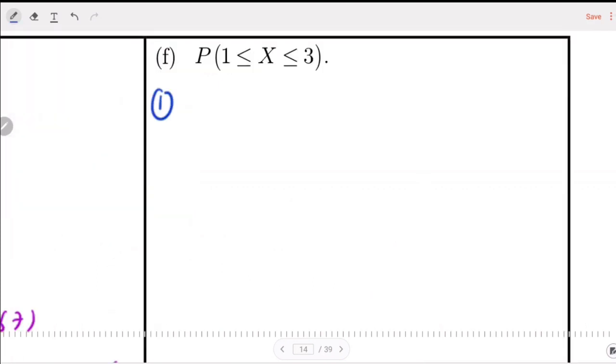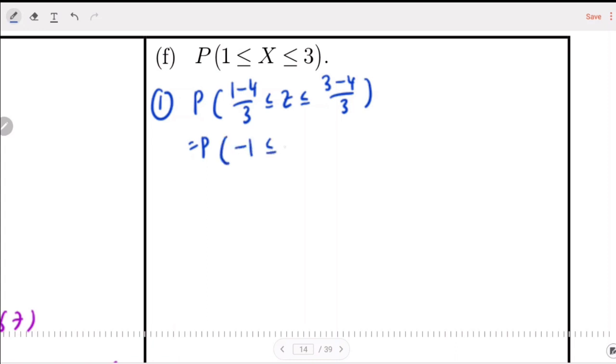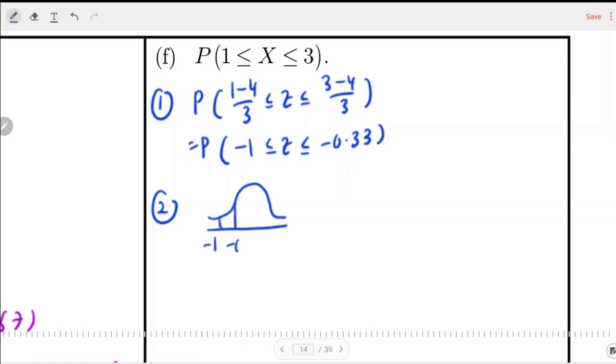As usual, standardize. Give your answer in decimal. Second step, bell shape. Both negative, -1, negative 0.33. That is our shaded region.